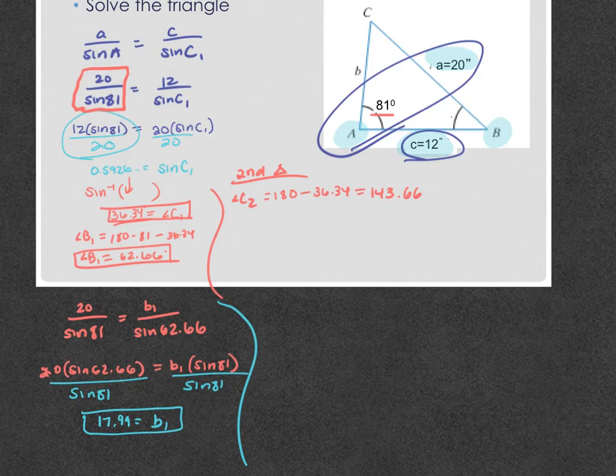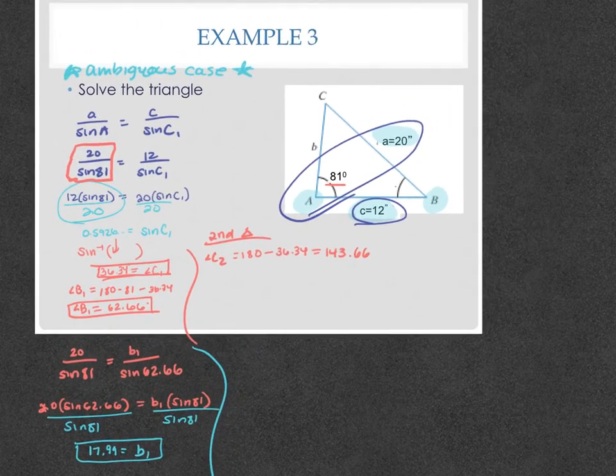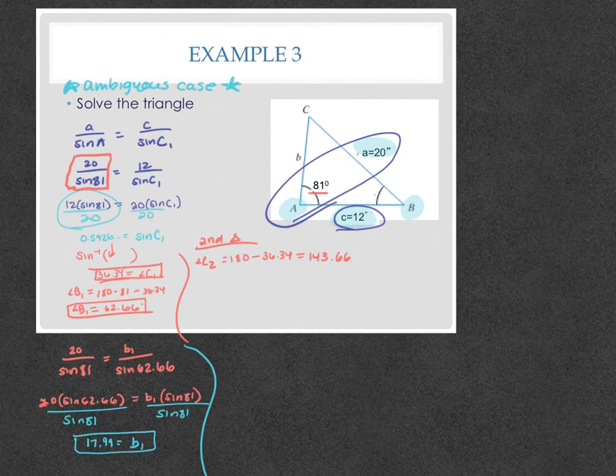So that was completing triangle 1. So I'm actually going to come up to the top and I'm going to write angle B. C1 was the first one we found, 36.34 degrees. Angle B1, which is 62.66 degrees. And side B1, which is 17.99.